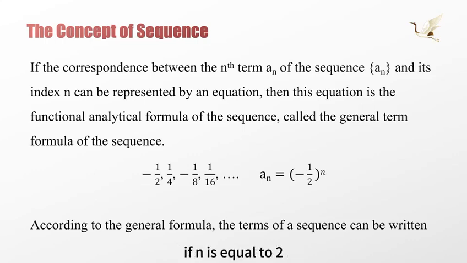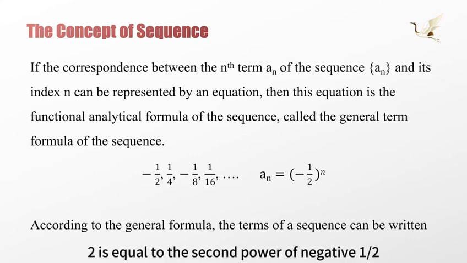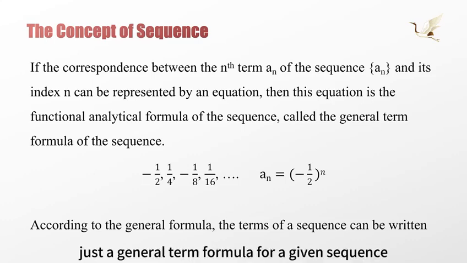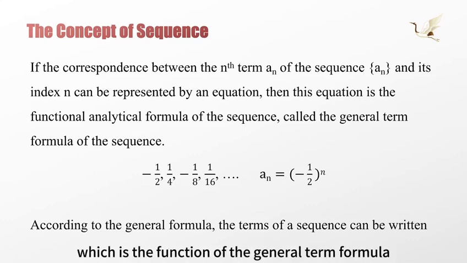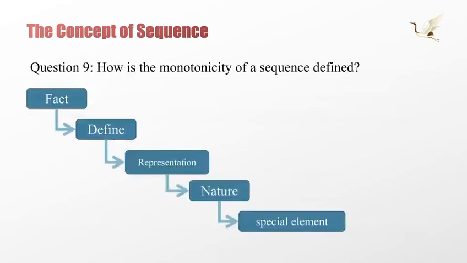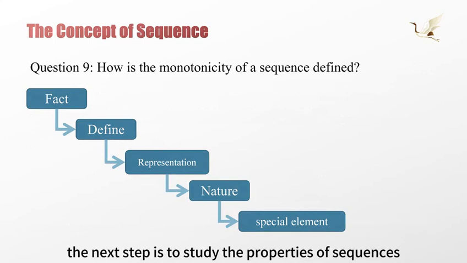If n is equal to 2, then the second term, a_2, is equal to the second power of -1/2, which is 1/4. So with the general term formula of a given sequence, we can write out each term of the sequence. That is the function of the general term formula for sequences. According to our research path, the next step is to study the properties of sequences.